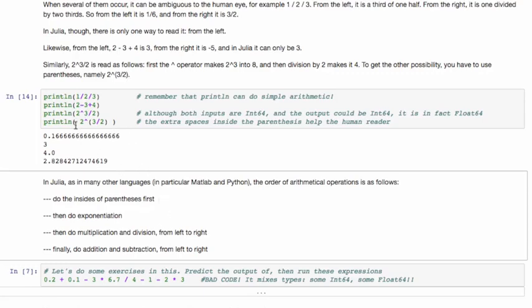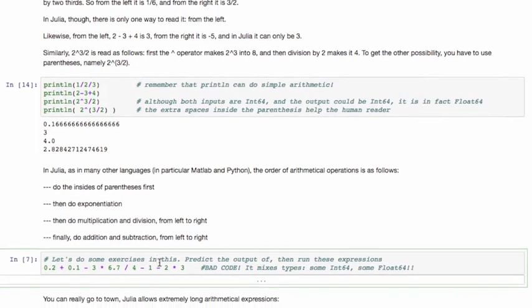And then finally, once all of those are sorted out, we have multiplication and subtraction and division and addition, and they divide into 2 parts. All of the multiplications and divisions are done from left to right, and then all of the additions and subtractions are done from left to right.